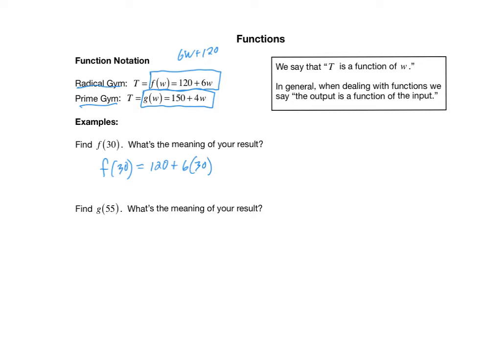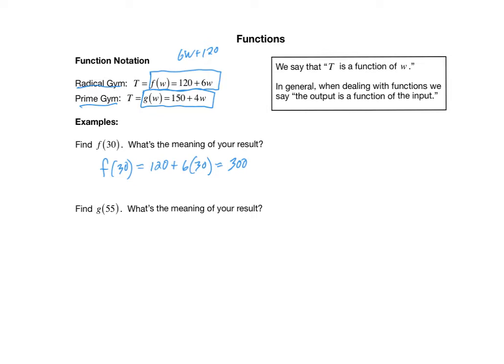So when you read this rule, that W and this W are the same thing. This is telling you how to do the computation. So we plugged in 30 for W because that's what they gave us here. And now if you do the arithmetic, we get 120 plus 180 is 300. So we get f of 30 equals 300.